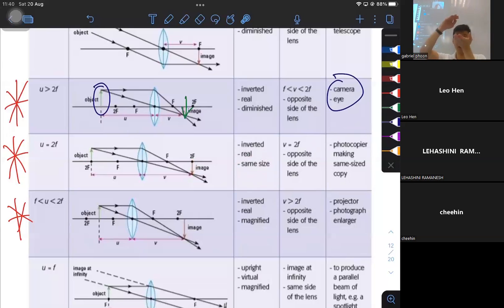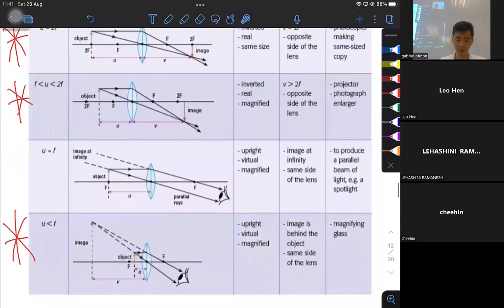It's because the lens and the object will always be placed on the 2F. Then whatever image produced will be exactly on the 2F as well, making it the same size. If you place it somewhere in between here, your image will be much larger.